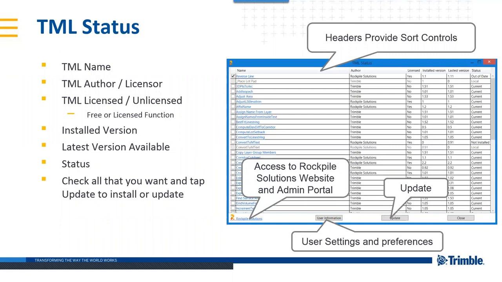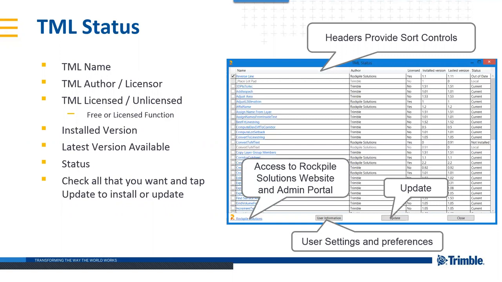So you can see there's some here from Rockpile and some from Trimble. By looking in the license column, you can see whether the command is free or licensed. In other words, you have to pay for it. You can see the installed version on your computer and the latest version that's available. So those should match. And if they don't, it will tell you it's out of date in the last column.